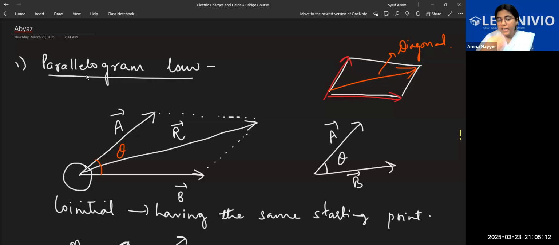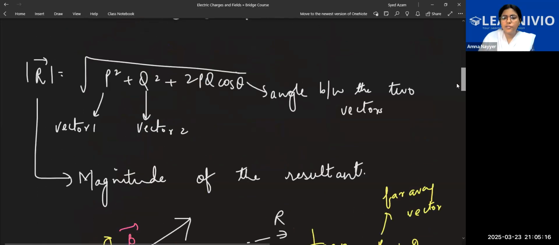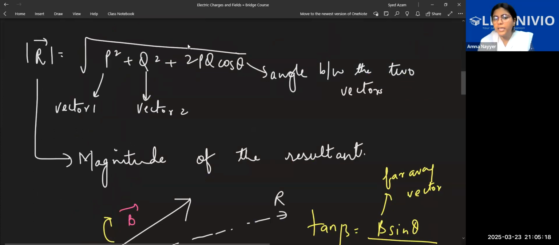Now, coming to the parallelogram law, we discussed that the formula of the parallelogram law is under root p square plus q square plus 2pq cos theta.